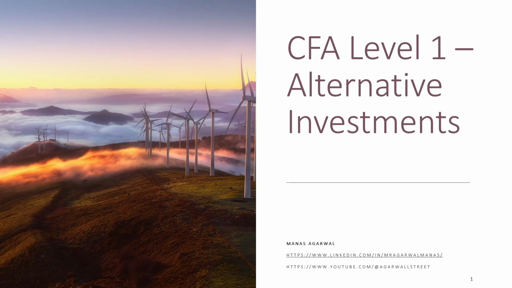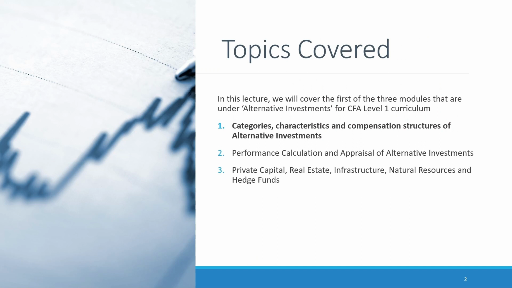We'll be covering alternative investments as per CFA Level 1. This lecture will be in Hindi and English mix. So, in alternative investments, there are three modules in total. We'll be going over the first one, that is categories, characteristics, and compensation structures of alternative investments.